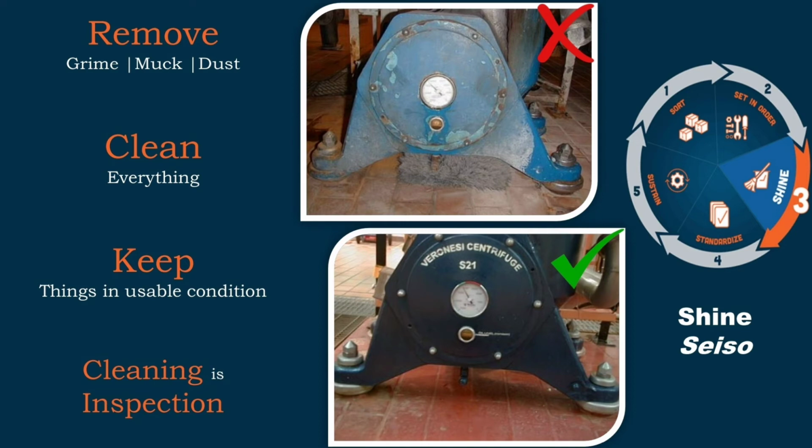Let's move to the third S, Seiso, which means cleaning. In this step, one has to remove dust, dirt, and grime to make the workplace cleaner. This can be done in 3 levels, namely macro level focusing on floor area, individual level focusing on machines, and micro level focusing on components or subparts of an equipment.